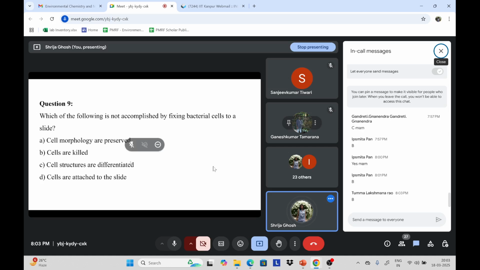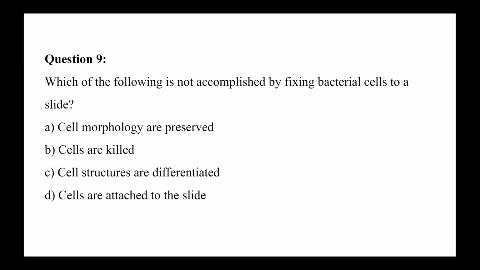So the correct answer is option C. Cell structures are differentiated. So when we fix the bacterial cells, I told you during gram staining, we do the heat fixing of the cells. So the cells adhere to the surface. So cells are attached to the slide. That is option D is the correct answer. The cells are also killed. I told you the cells die when we do the fixation. That is how we preserve the cells as it is in a state.